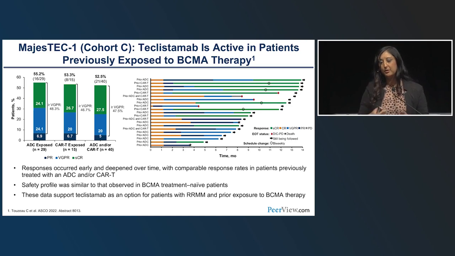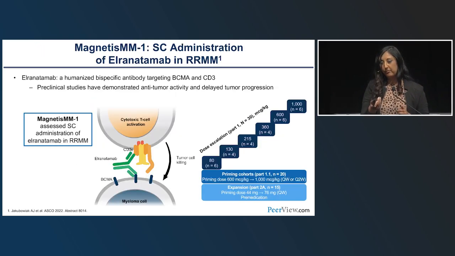They are a little bit lower, so 55% for all ADC exposed, 53% for CAR T exposed, and in general 53%. So it's 10% or so lower, but still fantastic responses. And then you can see the swimmer's plot. I mean, there are patients who are over a year and longer that are still ongoing with their response. And the safety was actually really similar between the two.